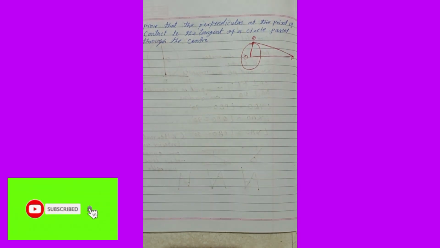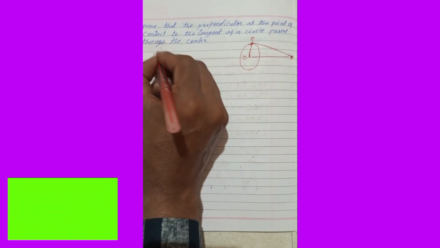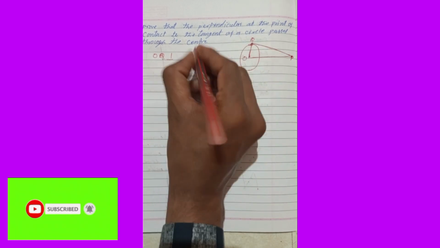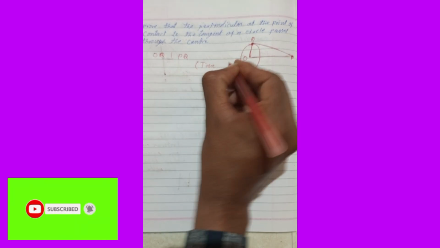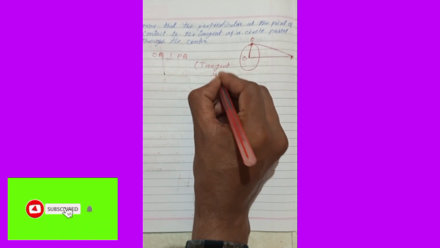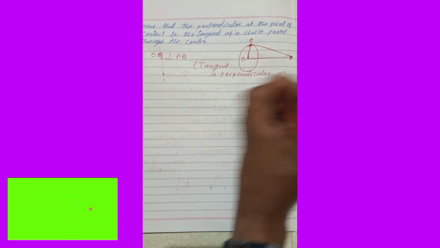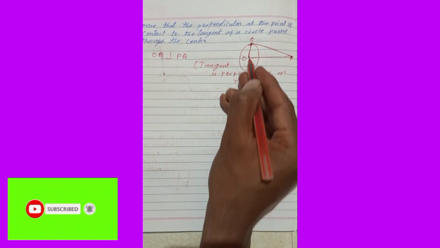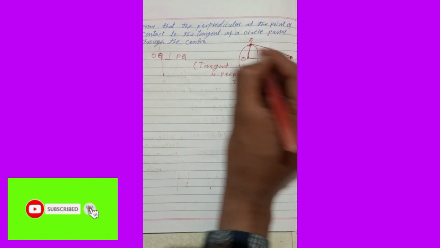Now we know that passing through the center means in that right angle triangle, OQ is perpendicular to PQ. We know why: because the tangent is perpendicular to the radius, and the radius always passes through the center. So hence it is proved like that, but we have to make the diagram.